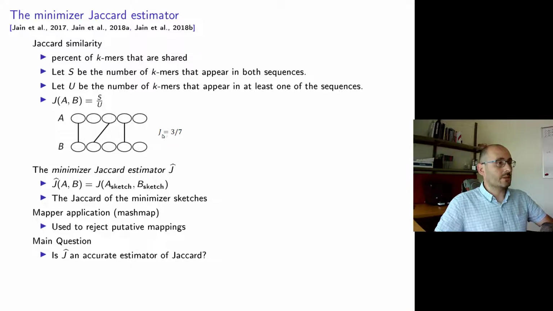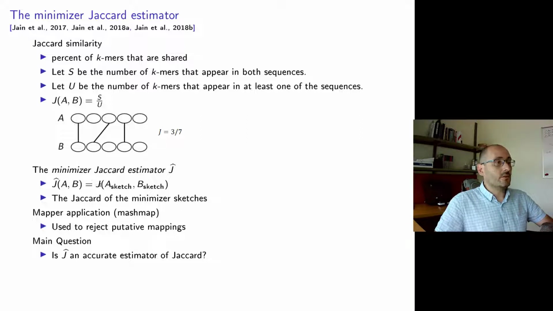That's the Jaccard similarity. Now, the Jaccard similarity is actually computationally difficult to compute because it involves doing an intersection of these possibly huge k-mer data sets. In fact, it's rarely computed. One of the things that makes it so nice is it's amenable to using sketching. And in fact, we can use the minimizer sketch to estimate the Jaccard.